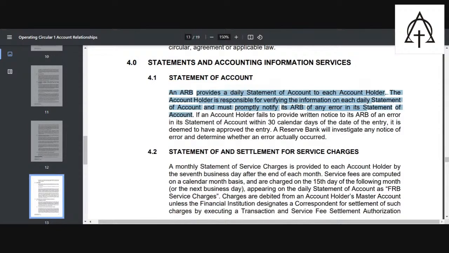Does anybody get a statement of account daily from your bank?